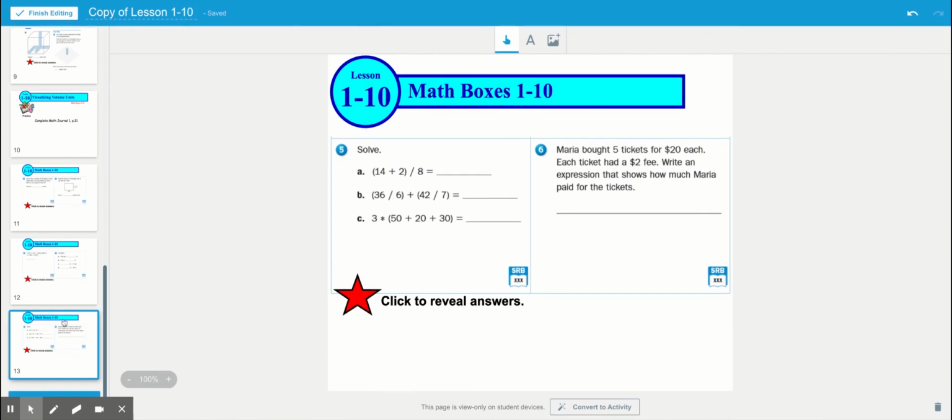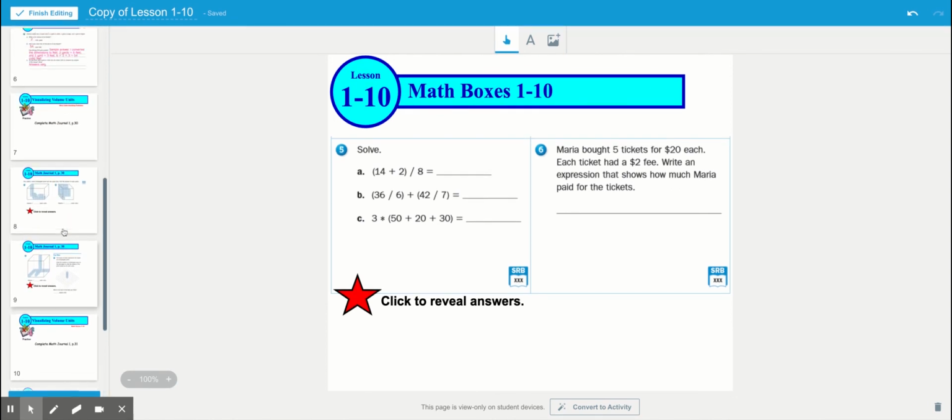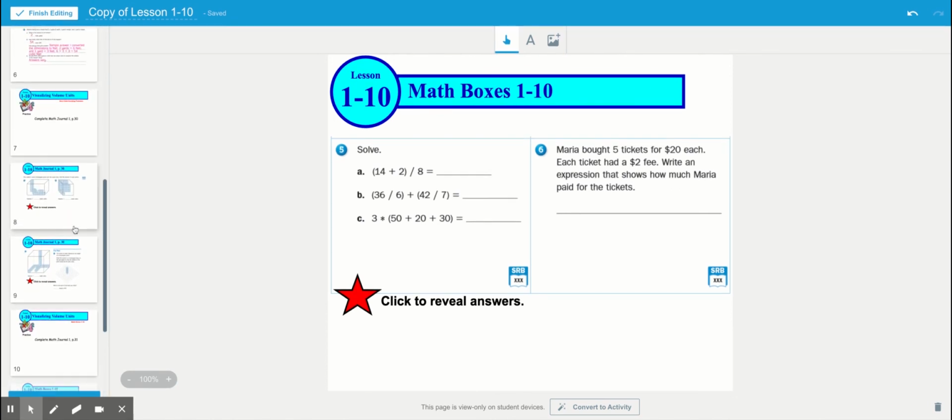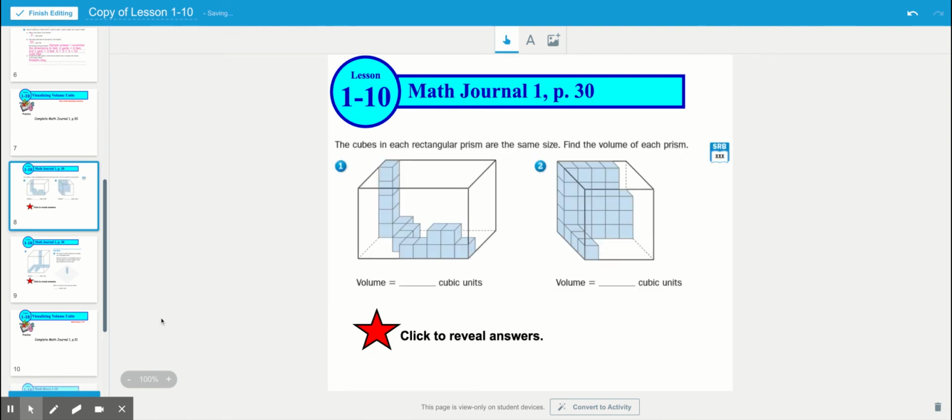So now that I've shown you your math boxes and page 30, pause your video now. Work on those. Work on page 30. Work on your math boxes. When you're completed with everything, come back and check all your work.